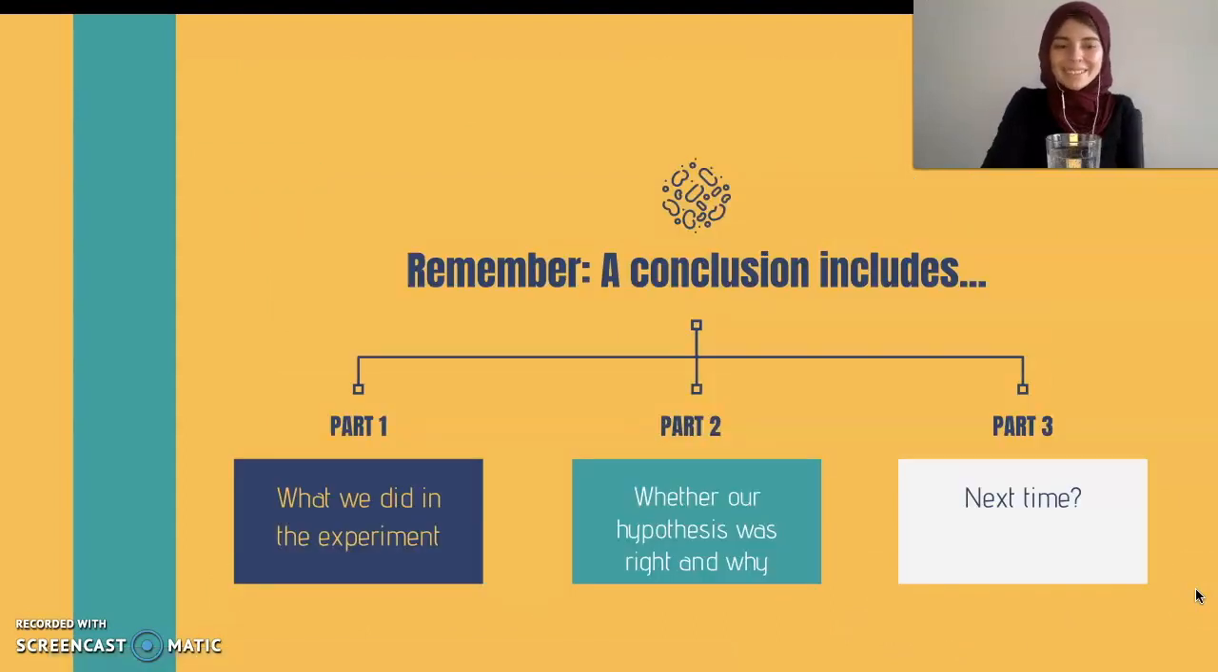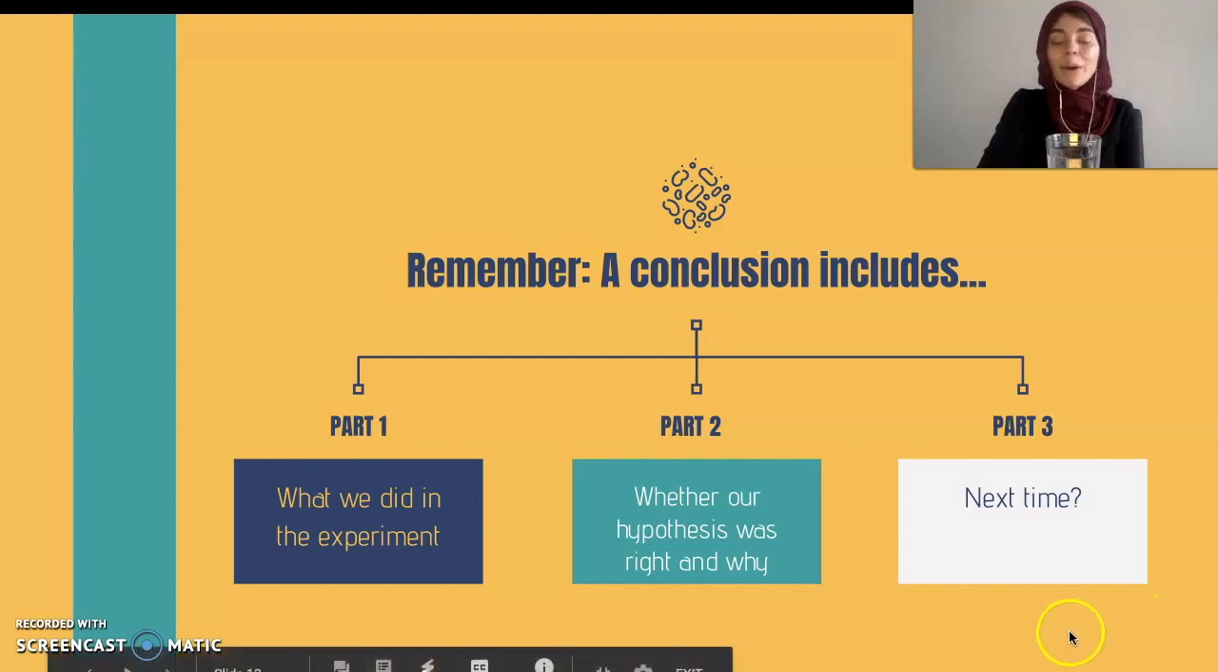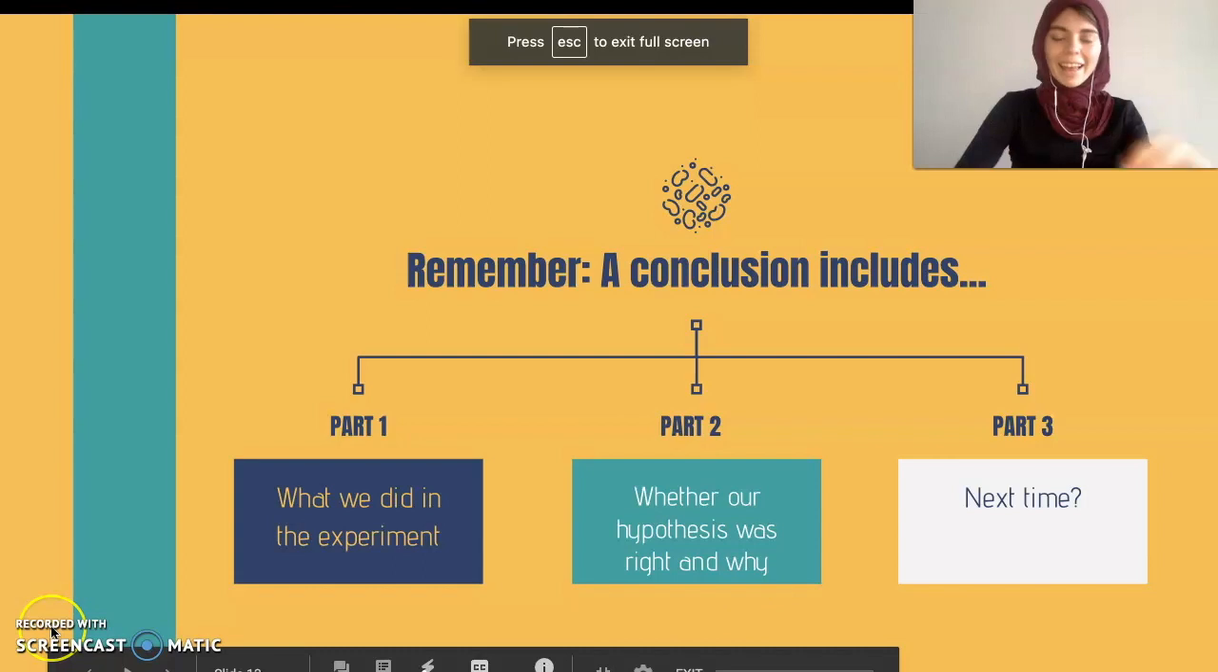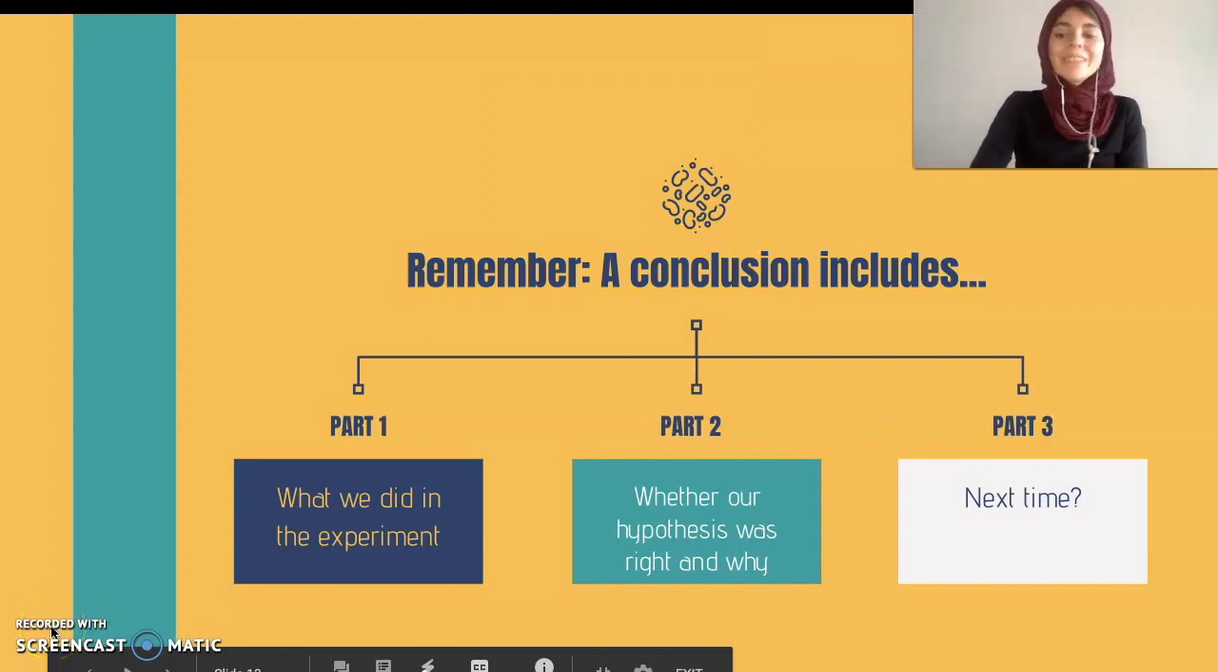Lastly, we will go to a conclusion. Remember, a conclusion has three parts in it. All right, so part one, what we did in the experiment. Part two, whether our hypothesis was right or wrong, and why, and then also for next time.